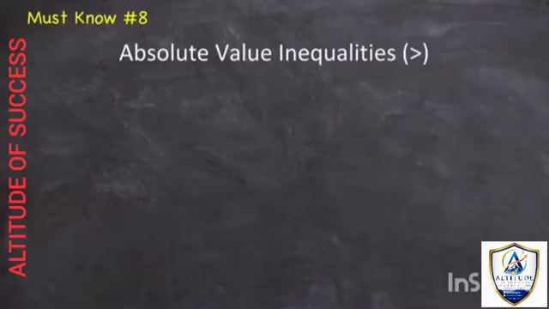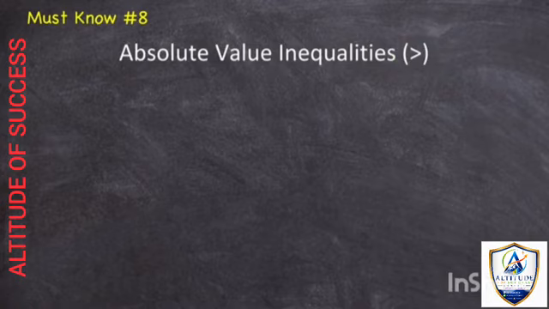Must know number 8, solving absolute value inequalities where there is a greater than symbol. When solving inequalities, you're not looking for one specific value of the variable, you're looking for a range of values that satisfy the inequality. So if we have the inequality, the absolute value of x is greater than a, there would actually be two intervals of values of x that would satisfy this inequality.